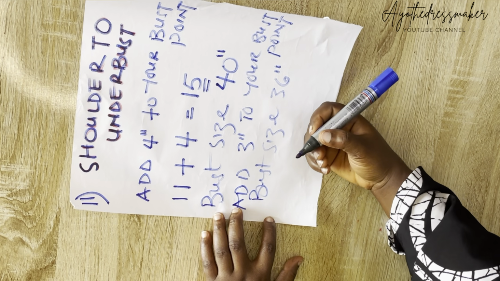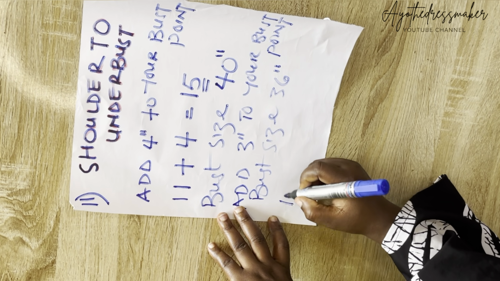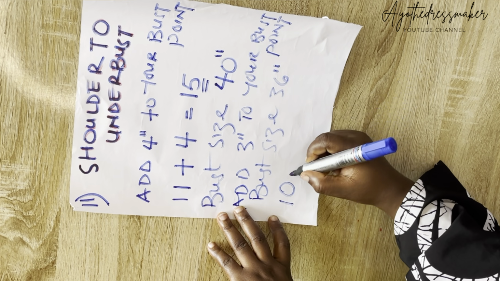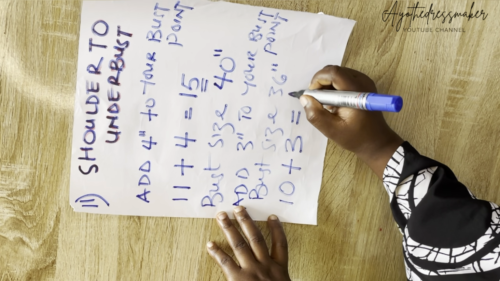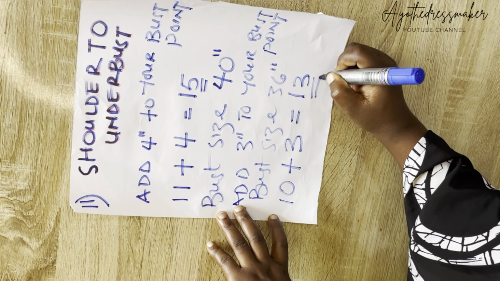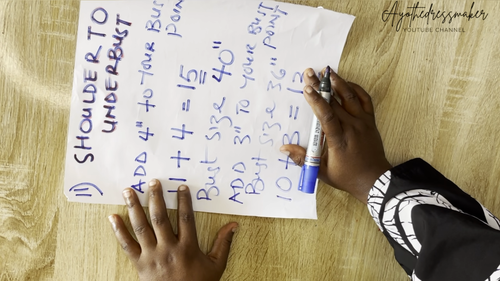Take for instance, if your shoulder to nipple or shoulder to bust point is 10 inches, we're going to add 3 inches to that, and that is going to give us 13 inches. So for this person, our under bust is going to be 13 inches.